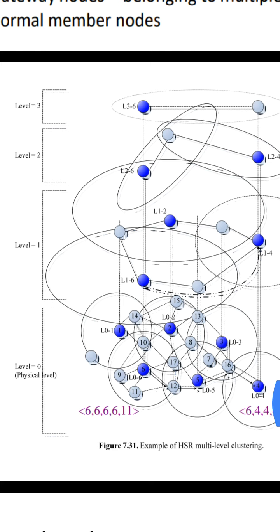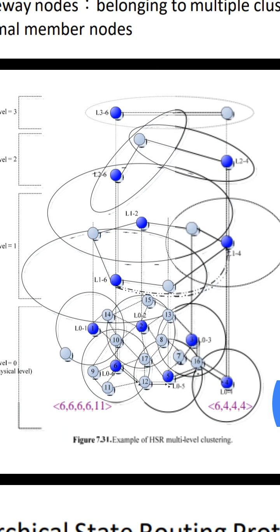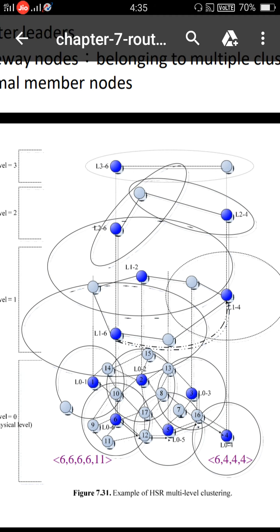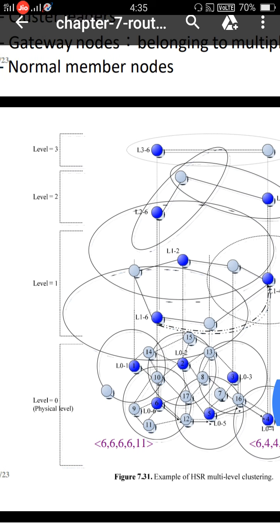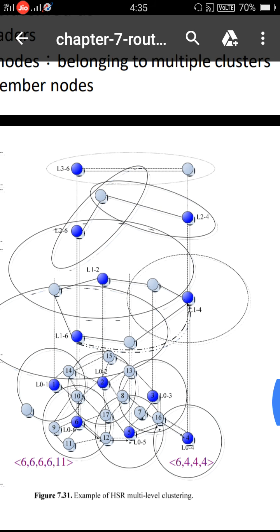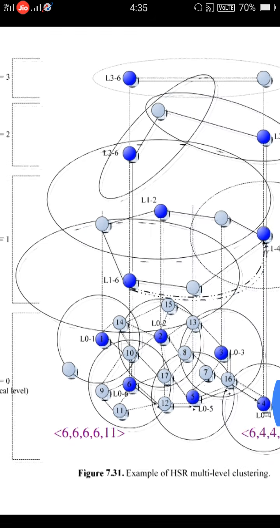By seeing this example, I can explain the operation of the HSR. Here we follow hierarchical state routing as well as clustering. The total network can be divided into different clusters with different levels, in a hierarchical manner as well as a clustering manner. Suppose level 0, level 1, level 2, level 3. Level 3 contains only one cluster, level 2 contains two clusters, level 1 contains some clusters, and level 0 contains some clusters.